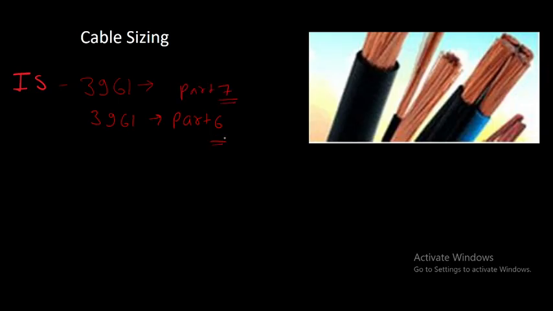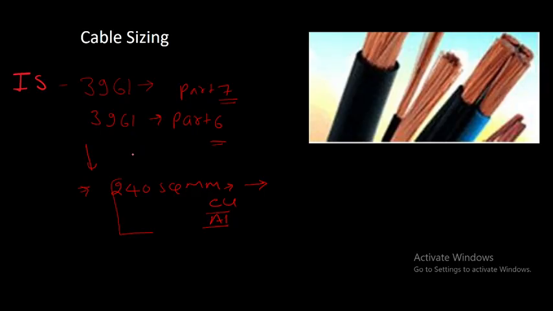These two are very crucial for cable sizing, because these IS codes tell us, for example, if there is a 240 SQM cable, how much current it will carry, whether the conductor is copper or aluminium, and whether the insulation is XLPE or PVC. This is a very important thing that these IS codes tell us. We will discuss these IS codes in the later part. Right now, I will focus on how the cable sizing is done.